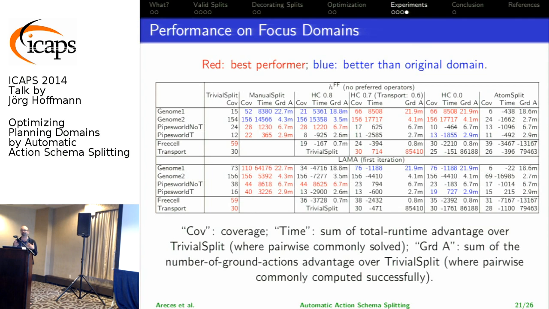This transport case here, where there's a small runtime advantage, is like 700 seconds gained across the board against the baseline. It's like the only case I found in the whole IPC where it actually got faster. So this is really like a complete outlier. Just for verification, this here is the advantage in millions over ground actions compared to the original domain. So the groundings do get dramatically smaller, as you would expect. Okay, and that's already the end.